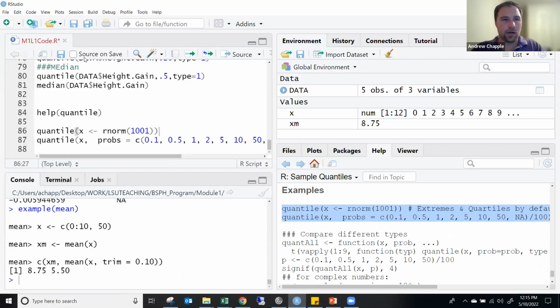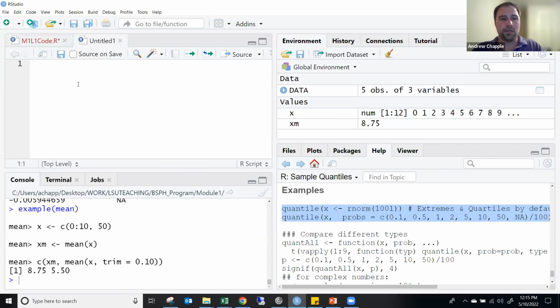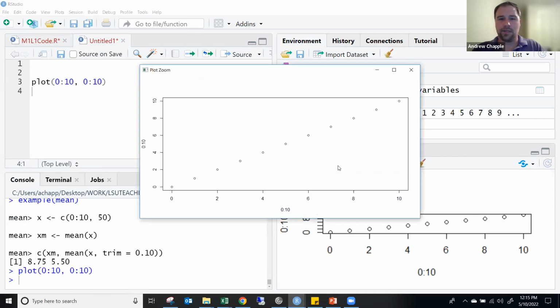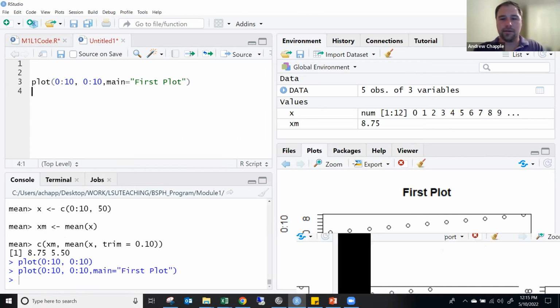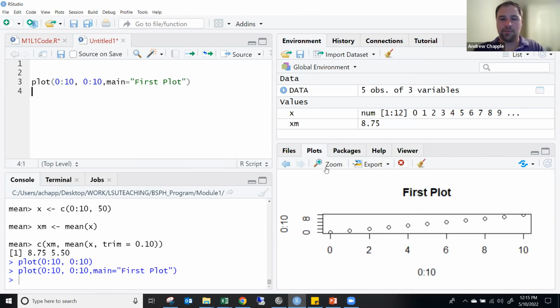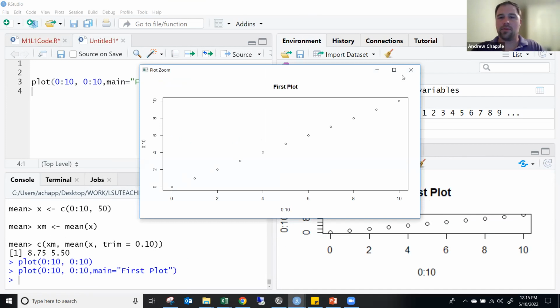So if I go to R, just open a new one. If I do plot, 0 to 10, 0 to 10, this is just going to plot data points all together. You can see they're all increasing, and it pops up in my plot window down at the bottom. If I want to add a title to this plot, I might say main equals first plot, like that. Now you can see it added this here, first plot. This is just a scatter plot, right?